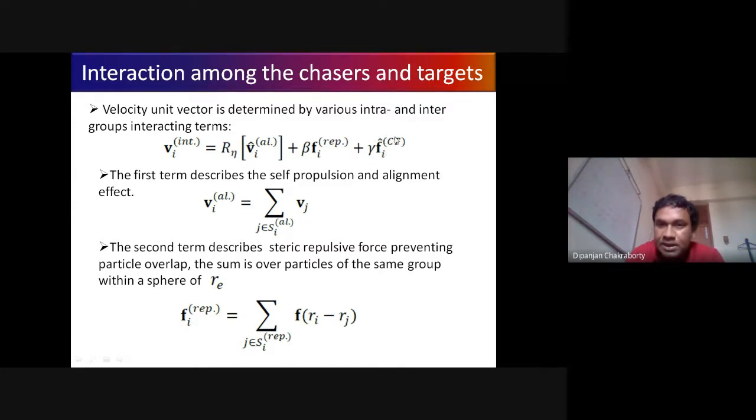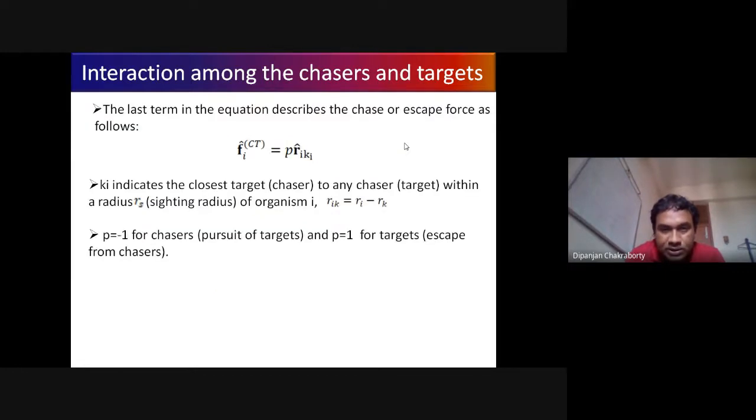Basically, this is the attraction or the repulsion between the chaser and the escaper. Each chaser will try to move towards the target, right? Here a sighting range has also been introduced, where the sighting range is RS. In every organism, in chaser and in target, they will feel this force: the attraction force for the chaser, and the repulsive force for the escaper, because the escaper will always try to go away from the chaser. This force is modeled as coming from the nearest chaser, and if it is a chaser, it will get the force from the nearest target, and vice versa.